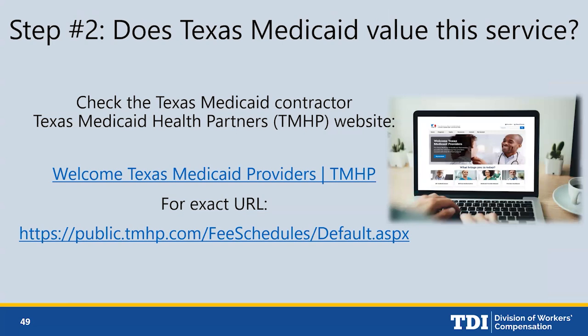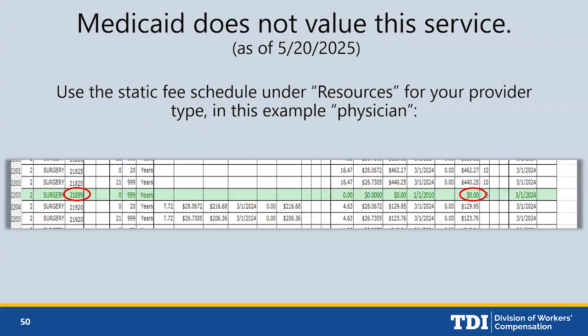Does Texas Medicaid, because each state has their own Medicaid fee schedule, value this service? Our Texas MAC, if you will, it's not really a MAC, but it's a contractor that processes medical bills for Texas Medicaid, is Texas Medicaid Health Partners, and it's TMHP. For the exact URL, there it is on your web page. That's where you're going to go to try to find the Medicaid fee schedule. And you're going to look up the static fee schedule under the resources tab on the tmhp.com website.